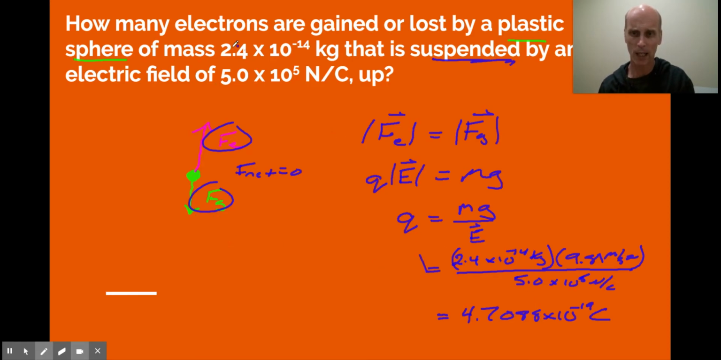But the question doesn't ask how many coulombs of charge. It says how many extra electrons, or how many electrons have we gained or lost here. Well, we have the equivalent of 4.7088 times 10 to the minus 19 coulombs worth of electrons.